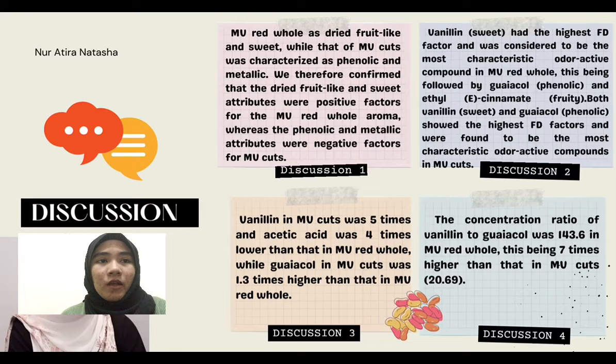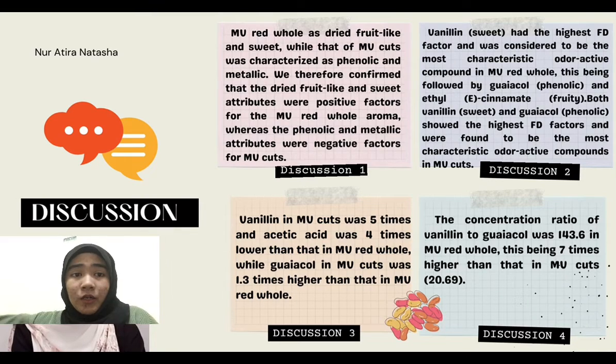Next, I will present about the discussion in it GC. For the Madagascar vanilla red hold, it has 125 MV red hold, and for the MV cut, it gains 1. For eugenol, wool as it dry has fruit like and sweet, MV rate hold, while for the Madagascar vanilla cut, it gains was characterized as phenolic and 3,125 metallic. Therefore, we confirm that the dried fruit and sweet attribute were positive factors for the aroma, whereas the phenolic and metallic attributes were negative factors. For vanillin, it had the highest flavor dilution factors and was considered to be the most characteristic odor active compound in MV red hold.